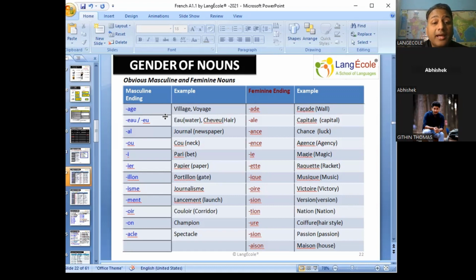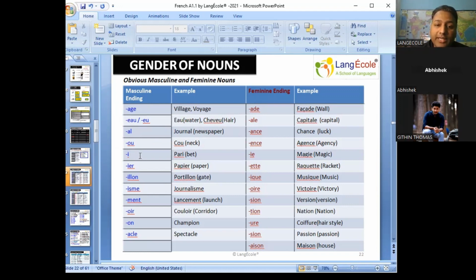I have earlier explained EAU, OU, EU, AU, right? All those are masculine. Here, eau means water, château, and similarly many such. Words with the AU ending you will also find are all masculine. Then the AL ending, again, it is not ALE. ALE will be feminine, but AL ending will be masculine. This I have already covered.